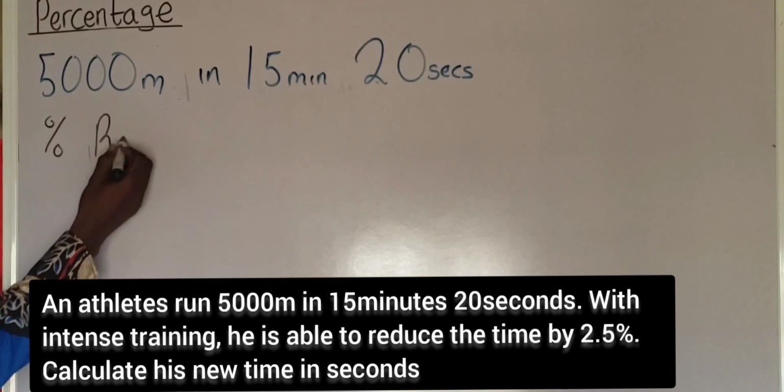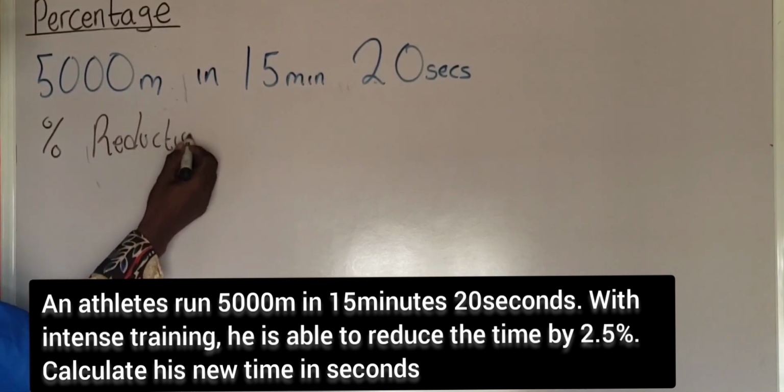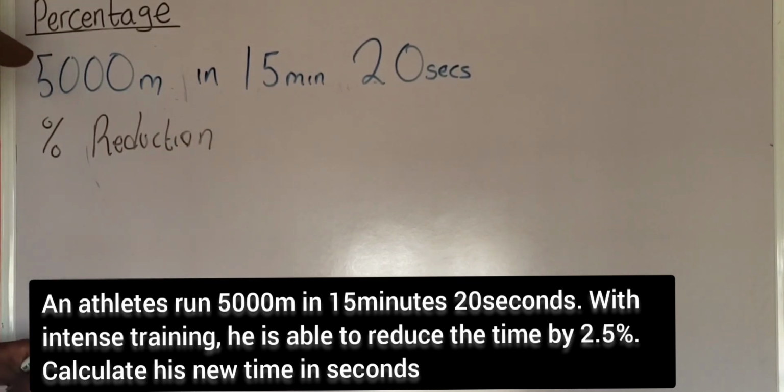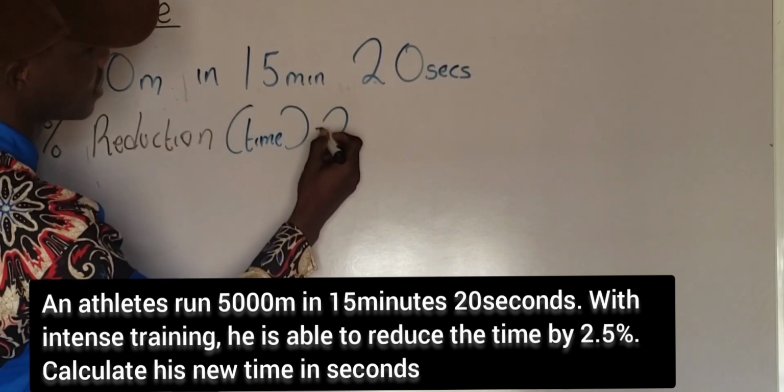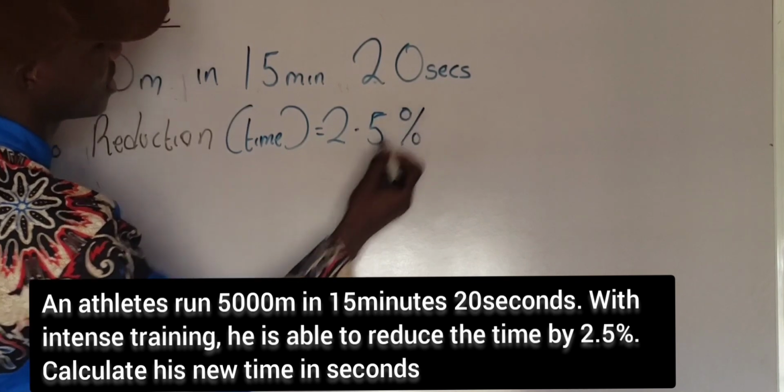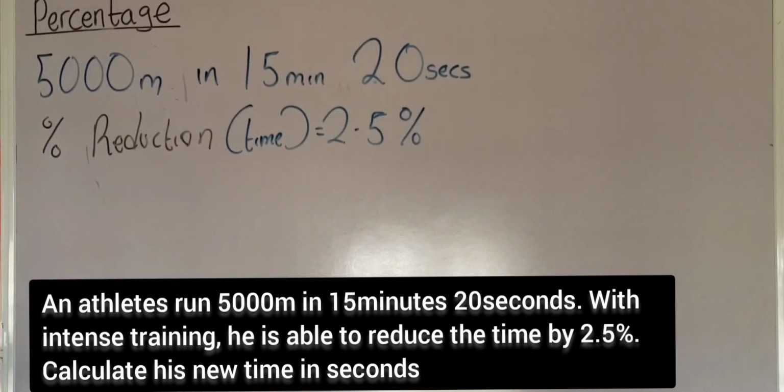Percentage reduction in time, call it like that. Percentage reduction in time is 2.5%. And we are asked to determine the new time, the new time it takes to cover 5,000 meters. Now I want you to pay attention. You cannot determine the new time without knowing the actual time that it reduced, without knowing the initial time that he is using to cover 5,000 meters.